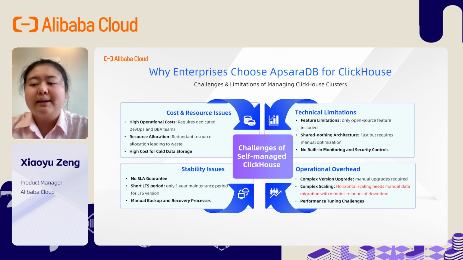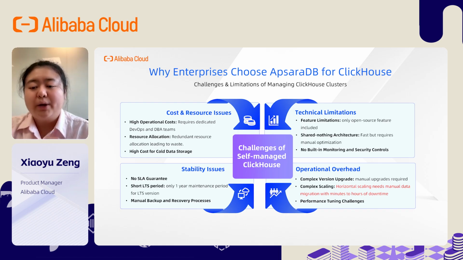Open-source ClickHouse is a typical shared-nothing architecture, which means scaling a self-built ClickHouse horizontally requires manual data migration, causing significant downtime, from minutes to hours. This disrupts business continuity and burdens operation teams. Besides, version upgrading, monitoring system building, and high availability management also increase the maintenance cost.